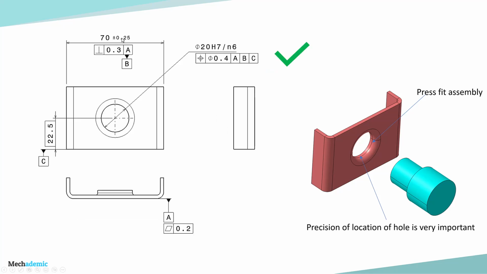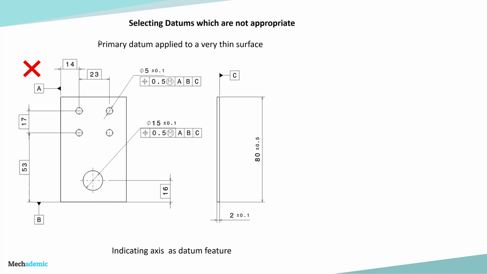The next instance is when selecting datums which are not appropriate. So selection of datums is a very important task in preparing a GD&T drawing, and proper selection of datums is a critical part of making a proper GD&T scheme, which is non-ambiguous and easy to follow for downstream activities like manufacturing and inspection.